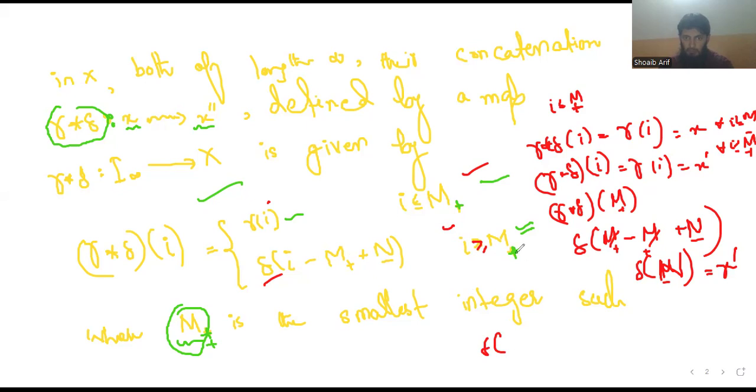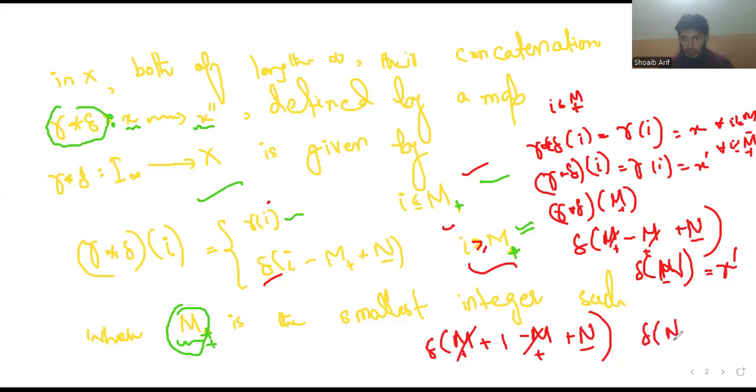Then we substitute m plus 1 in the place of I, the next one after m plus. So m plus 1 minus m plus plus n minus, they both cancel, so we get n minus plus 1, the next point after x prime.